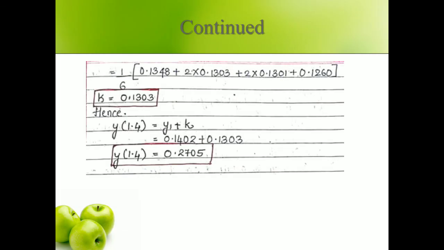This completes your Taylor series. Next we'll be doing modified Euler's method, that is the last method of module 4, in our next video.